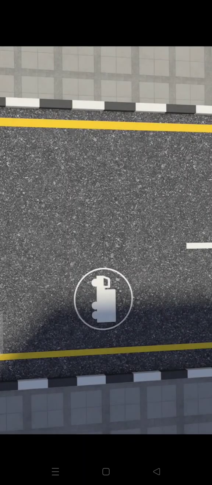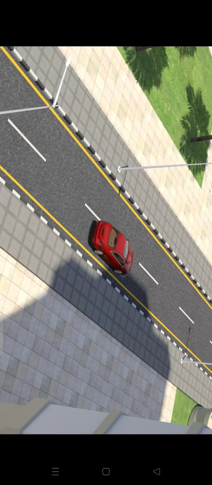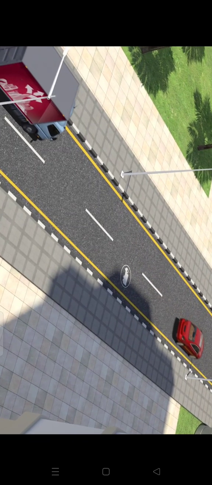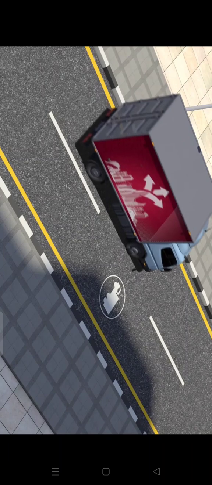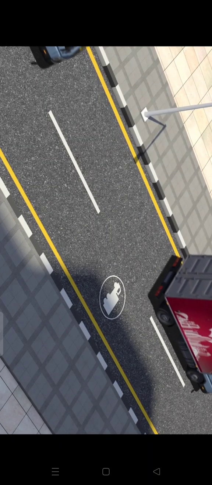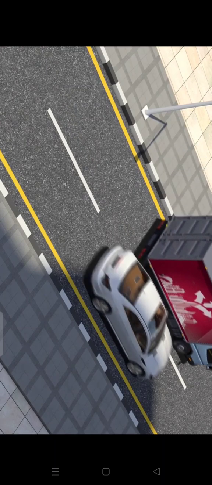No trucks. This mark means that truck drivers should not use this lane because they may cause disturbance and pollution for the area that they are passing through. This sign also means the lane is narrow for trucks.